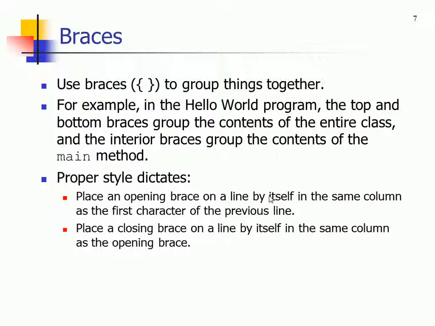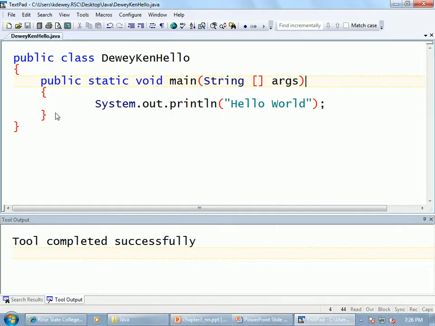So it says use braces to group things together. All right. What we mean by that is, see my main method? It's got these Hitchcocks or these braces around it. Okay. I got a method. I must have a start and an ending. My class, a start and an ending.